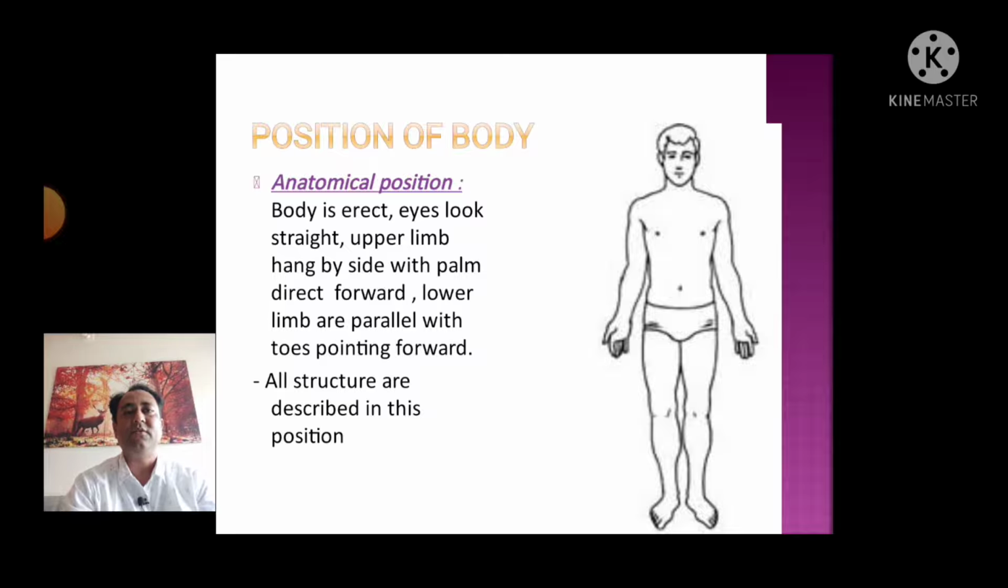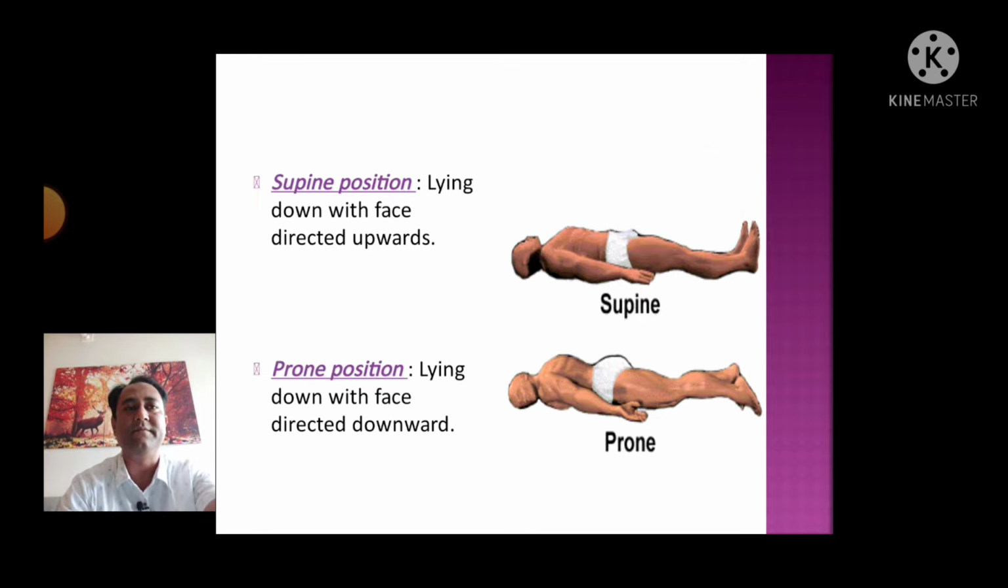Okay, so here I am repeating again: body is erect, eyes look straight, upper limbs hang by the side with palms directed forward, lower limbs are also parallel with toes pointing forward. So this is the anatomical position of the body. Now the different positions: supine position means lying down with the face directed upward.